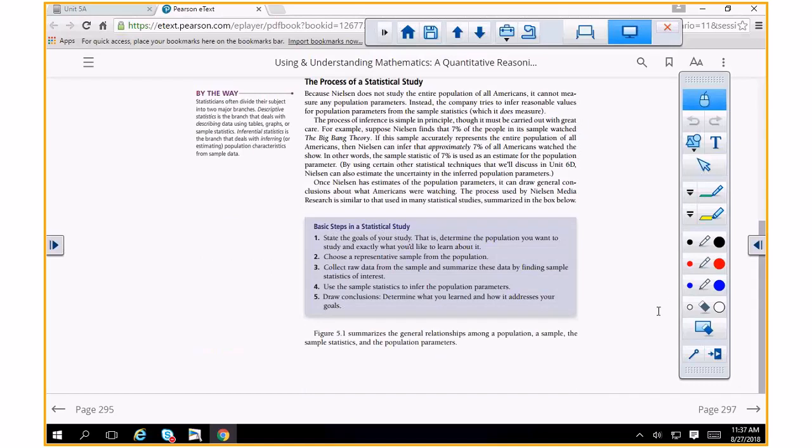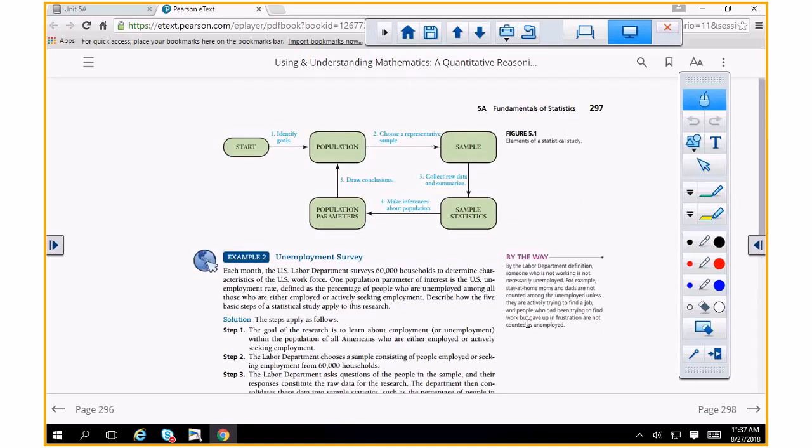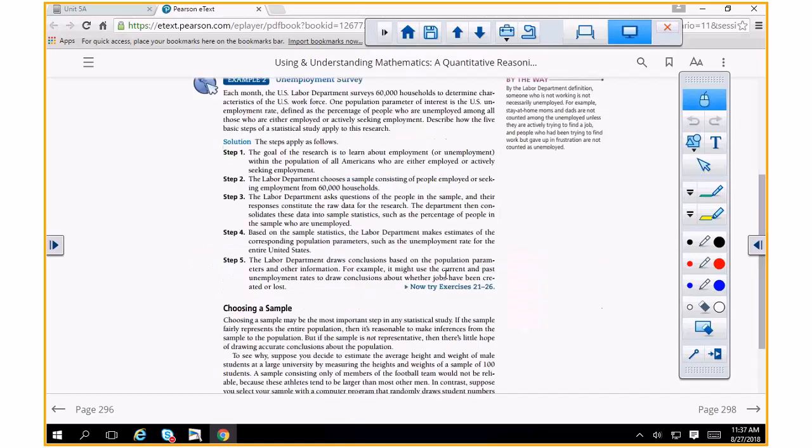All right. Next page. Population, there you go. Population sample, there you go.